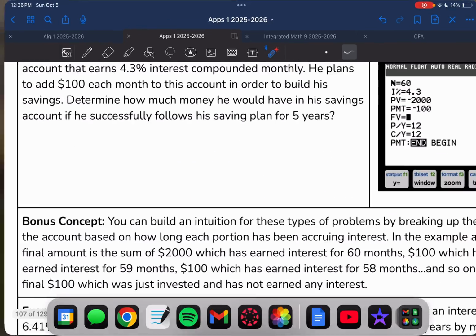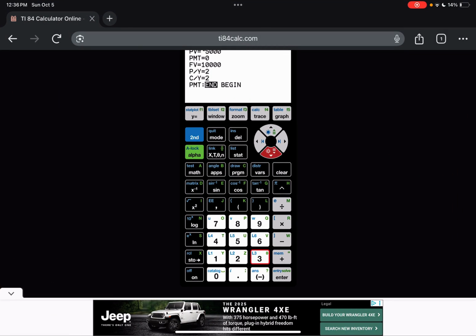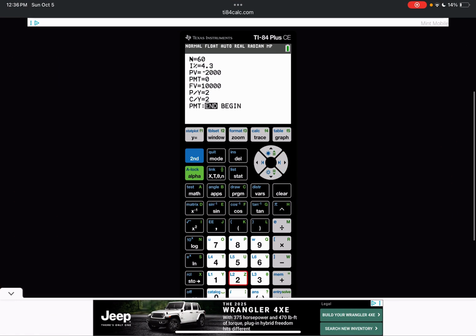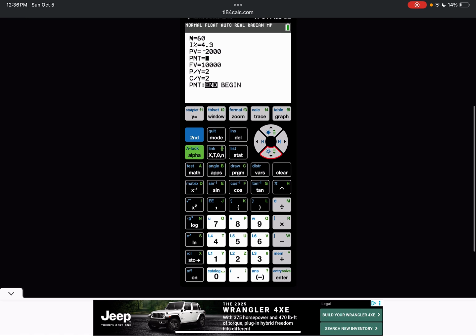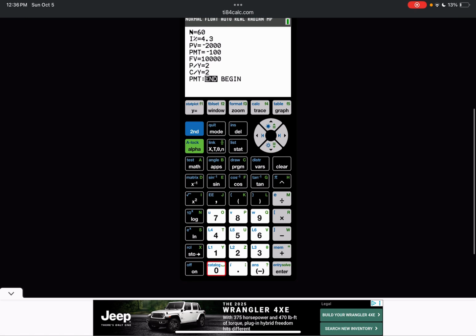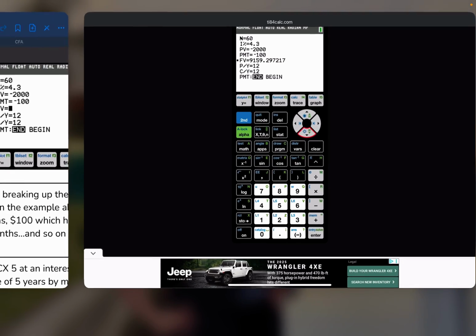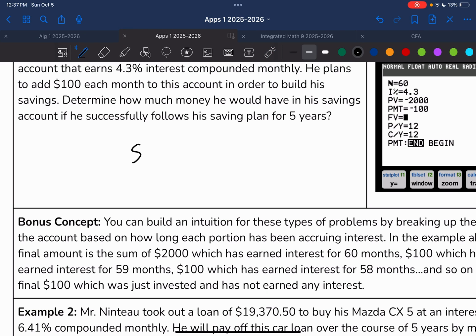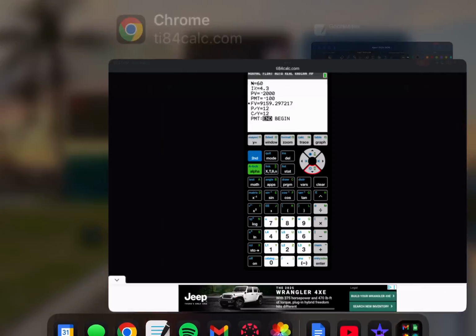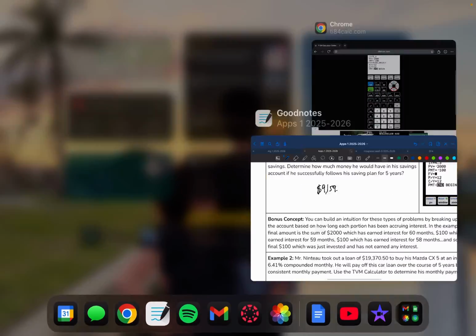The interest rate is 4.3. He already has 2,000, so that's his present value. That's the initial amount invested, but he's also investing an additional $100 each month. And we want to make sure that the payments are monthly and the compounding is monthly. And then we go alpha, enter on value, and we can see that he will have accumulated at the end of the 5 years $9,159.30.